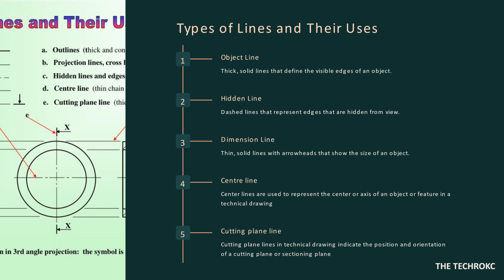Next, we have the cutting plane lines. Cutting plane lines are lines used to indicate the position and orientation of a cutting plane or a sectioning plane. They are lines used to indicate where an object has been cut, or is to be cut, or to be sectioned in the future.